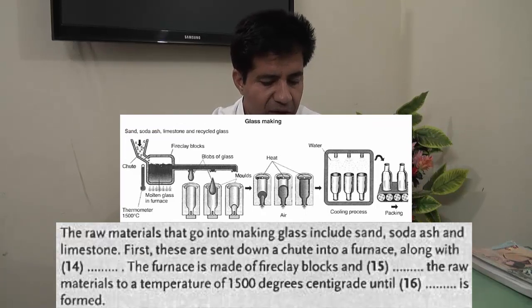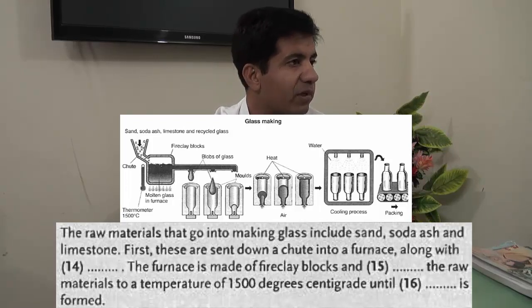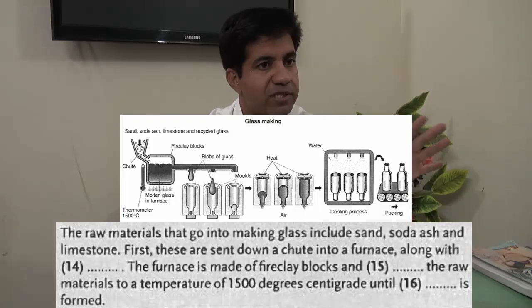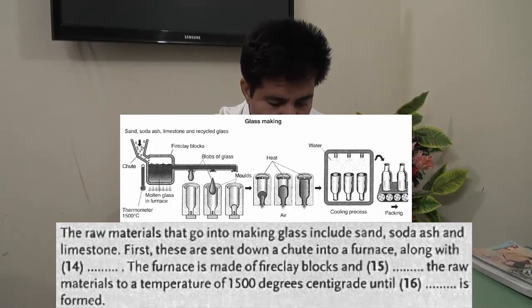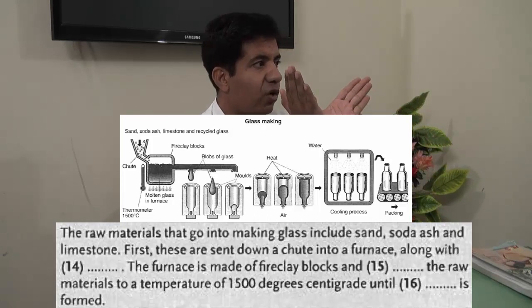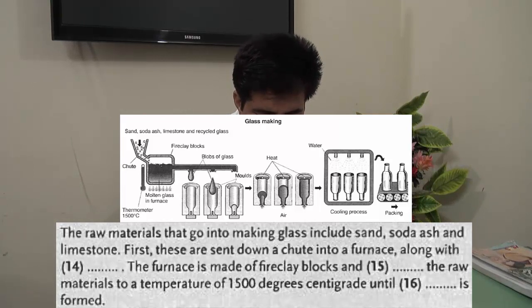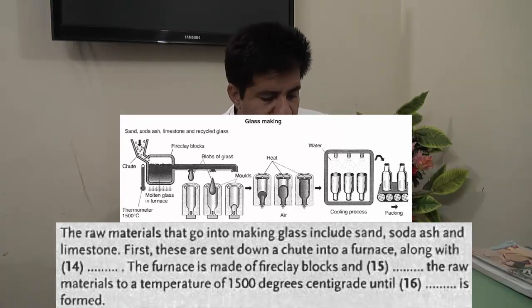Okay, next is the raw materials that go into making glass include sand, soda ash and limestone. Clear? And diagrams are explained in present tense only. For all the processes in the diagram, you will use the present tense. First, these are sent down a chute into a furnace. So they're sent down into a chute. That thing is called chute. They are sent down into the chute, and through the chute they go into the furnace, along with recycled glass. Please in the blank write recycled glass.